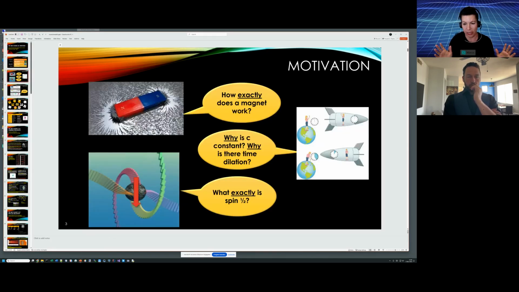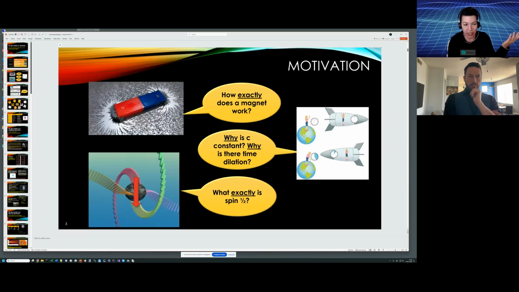So the motivation is, even as a child, I asked the question, how does a magnet work exactly? And nobody could tell me. Sure, there are formulas and everything, but nobody could tell me mechanically how it works. Same thing about relativity: why is C constant? I want to know why, not just that it is. Is there a logical, simple explanation for that? And also, spin 1/2, what is it?